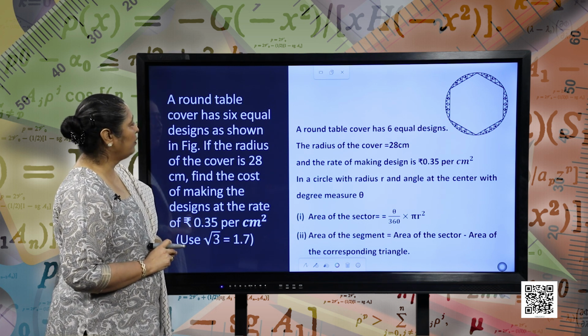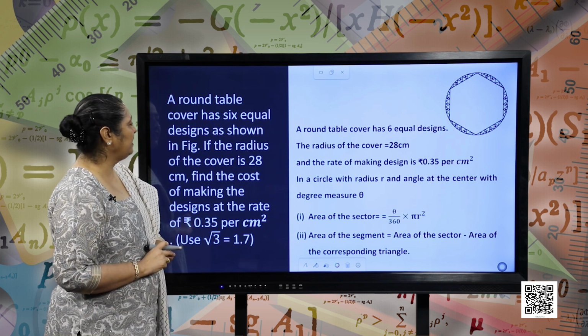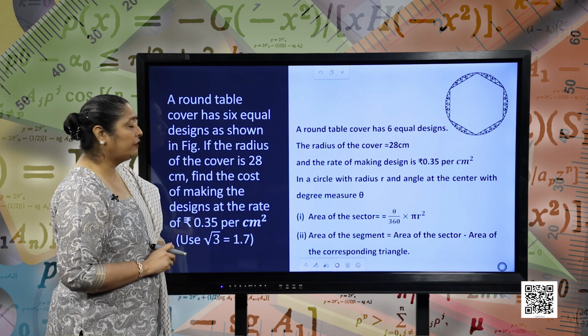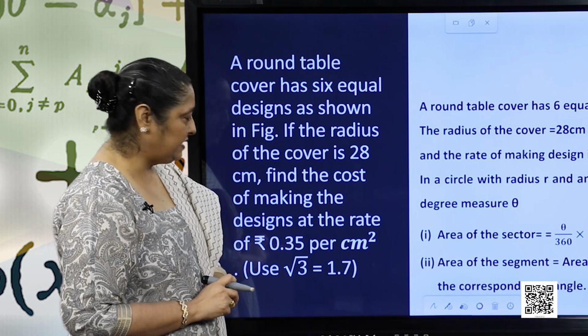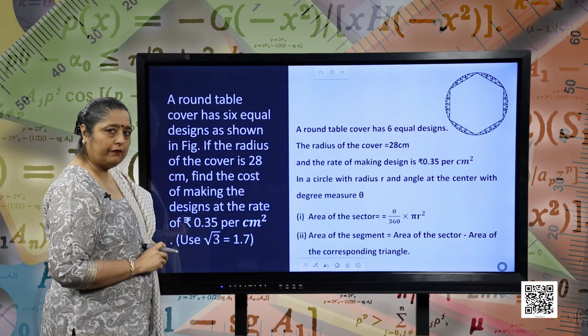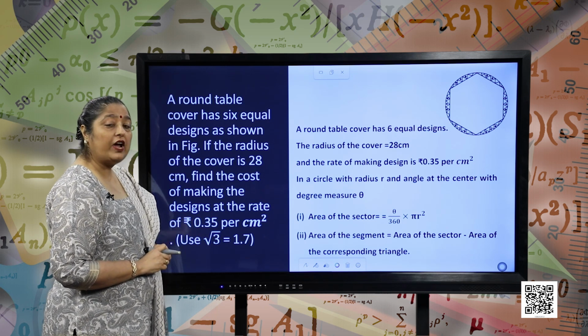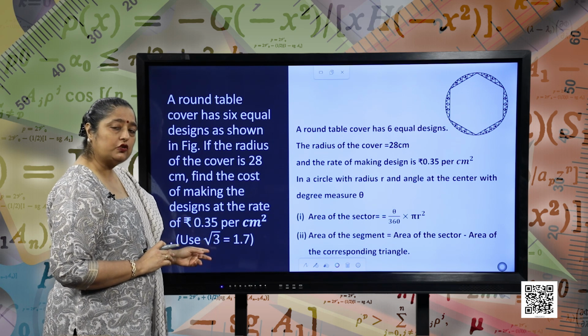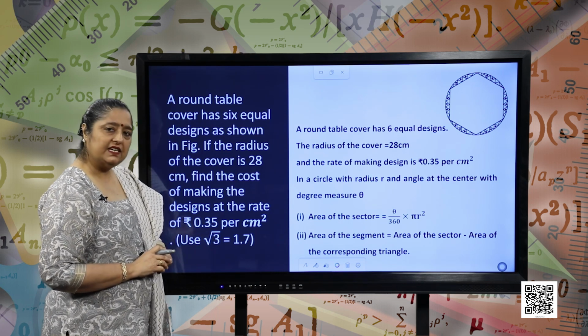A round table cover has 6 equal designs as shown in the figure. You can see the figure. If the radius of the cover is 28 centimeter, find the cost of making the designs at the rate of rupees 0.35 per centimeter square. We are given that root 3 is 1.7.